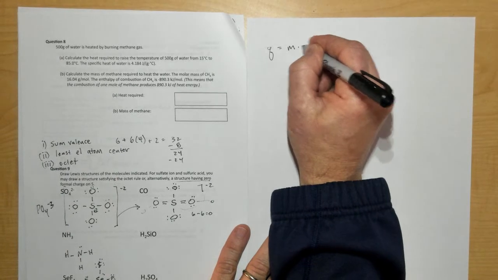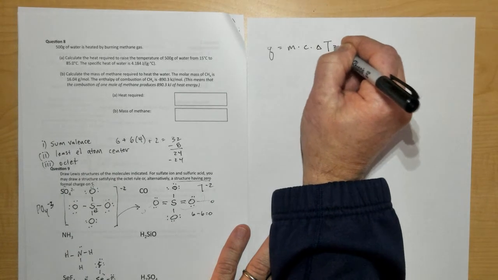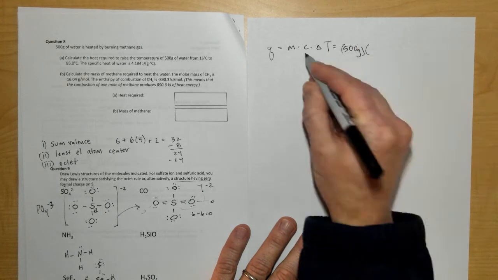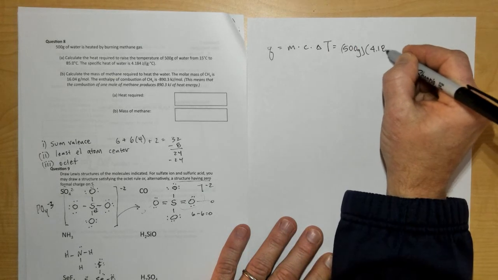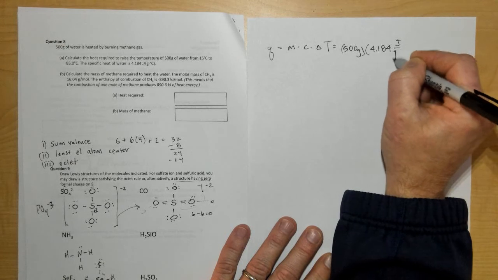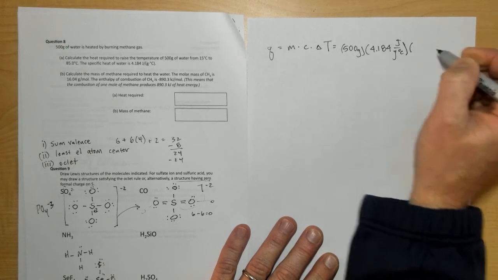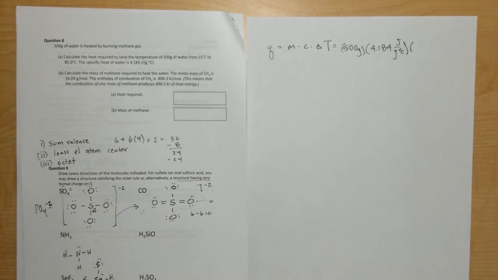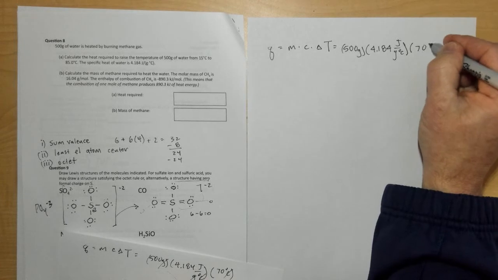So Q equals M times C times delta T. So the mass is 500 grams. The specific heat capacity is 4.184 joules per gram degrees Celsius. And then the change in temperature is from 85 to 15. So it's always temperature final minus temperature initial, which is 70 degrees Celsius.